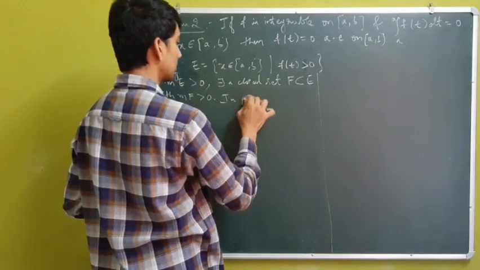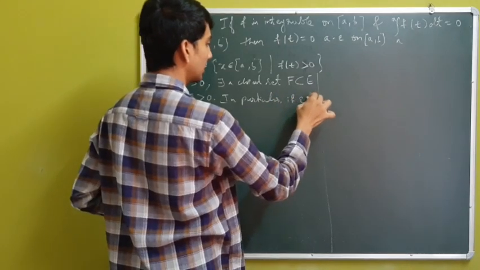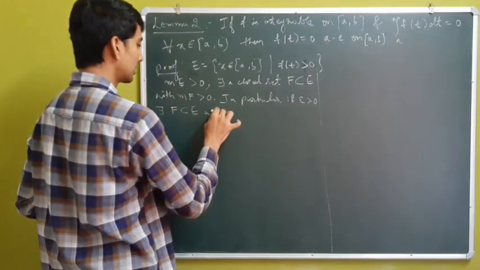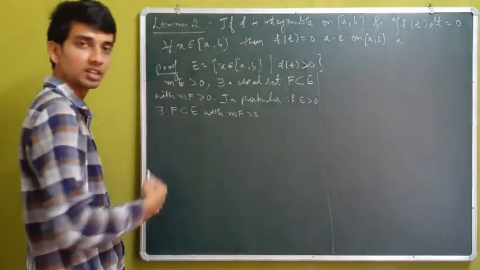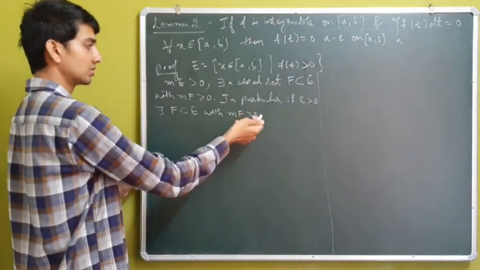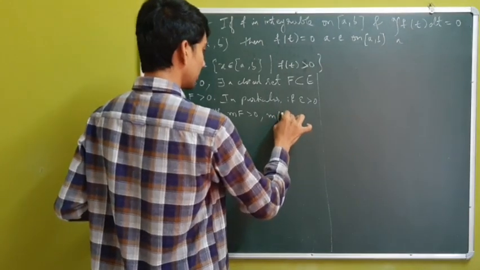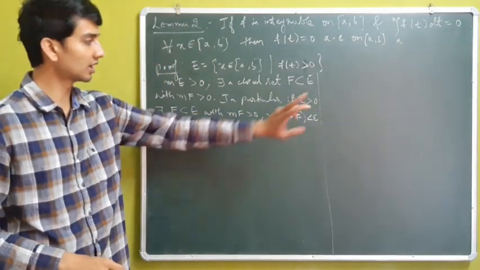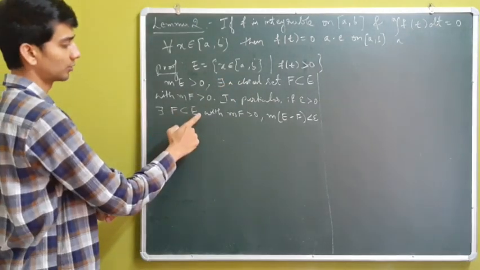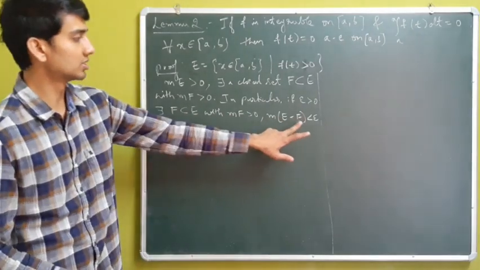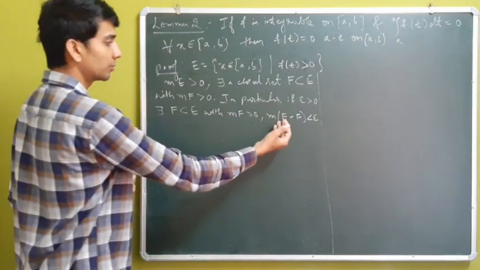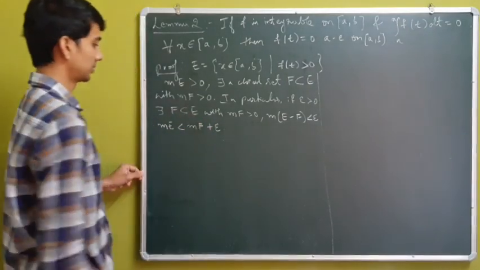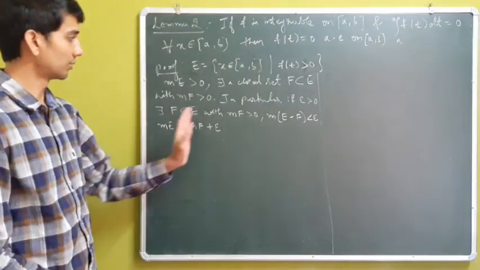In particular, if I consider a positive epsilon, there exists a closed set F, a subset of E with measure of F positive, where the measure of E minus F will be less than epsilon. Having measure of E minus F less than epsilon, I have measure of E less than measure of F plus epsilon. So now I have measure of E less than measure of F plus epsilon.